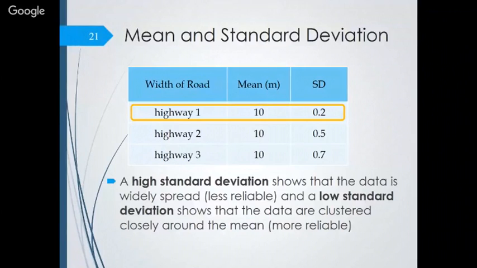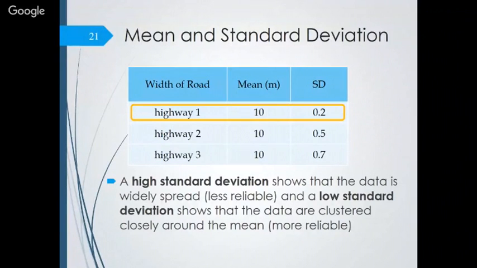So the standard deviations we calculated: first highway 0.2, second highway 0.5, third highway 0.7. These are the three standard deviations we got, but the mean is the same for all the highways. Mean width is the same for all the highways. Here we can say that 0.2 indicates less scatter, meaning that the 100 measurements taken from highway 1 consistently give around 10, around the mean 10.